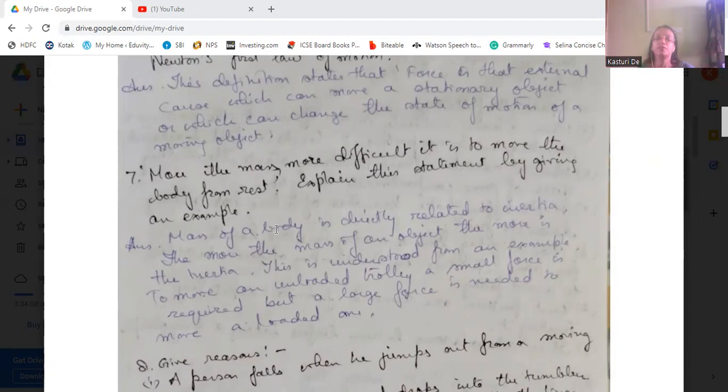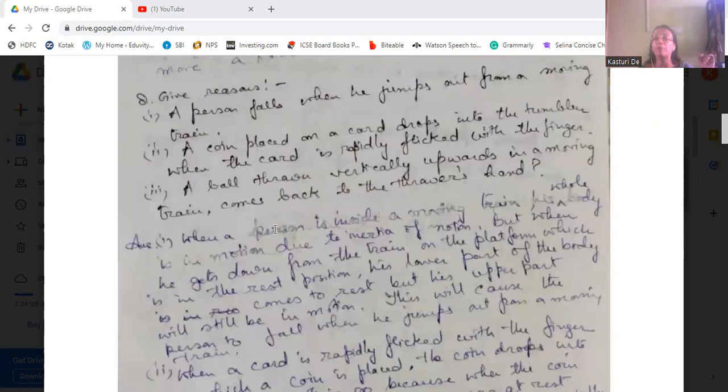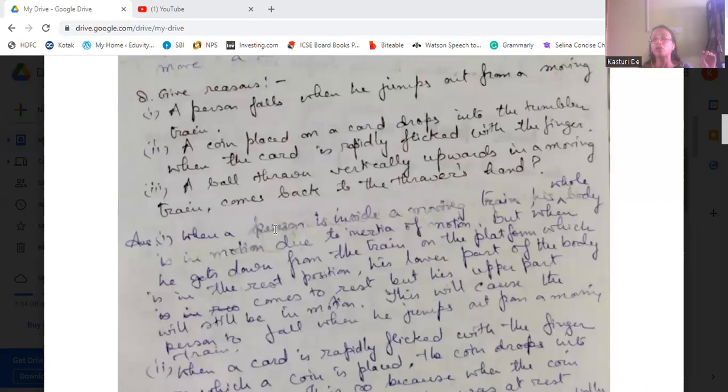Clear? Next. Give reasons. A person falls when he jumps out from a moving train. Why? A coin placed on a card drops into the tumbler when the card is rapidly flicked with the finger. A ball thrown vertically upwards in a moving train comes back to the thrower's hand. The first question: a person falls when he jumps out from a moving train.